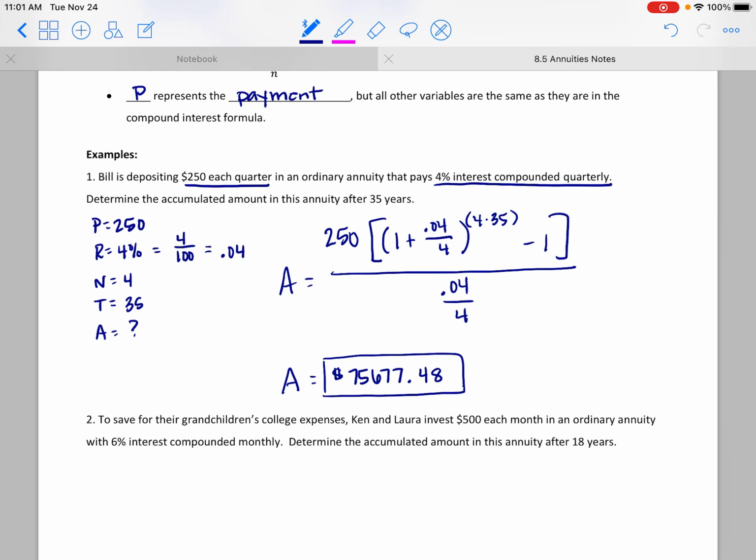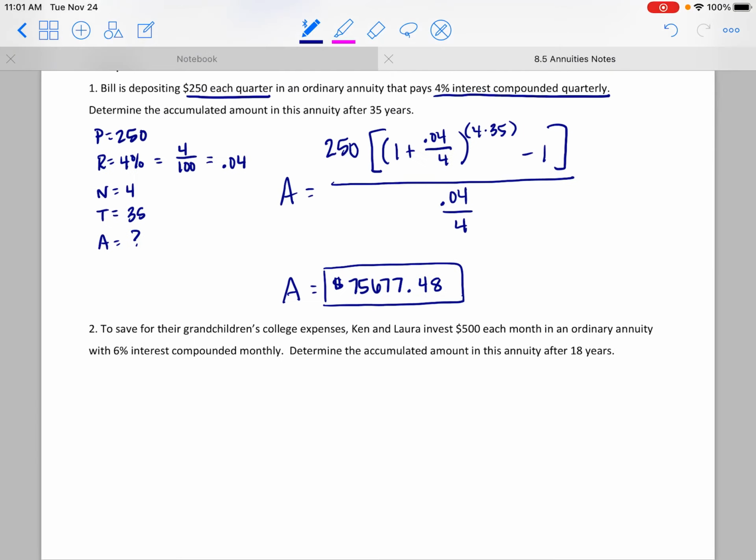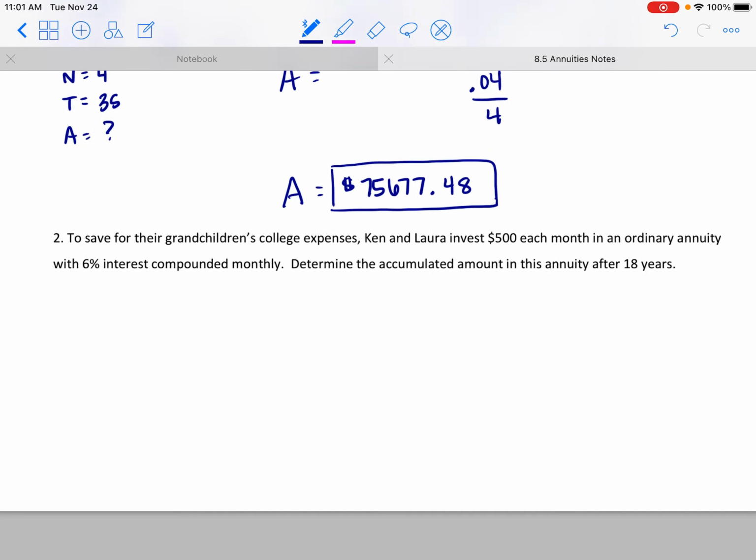So that would be a reasonable, I think, a reasonable thing to be able to do, to make $250 payments quarterly. I don't know how likely you are to find an annuity that pays 4%. But if you could, hey, take advantage. Okay. All right, let's try another one here.